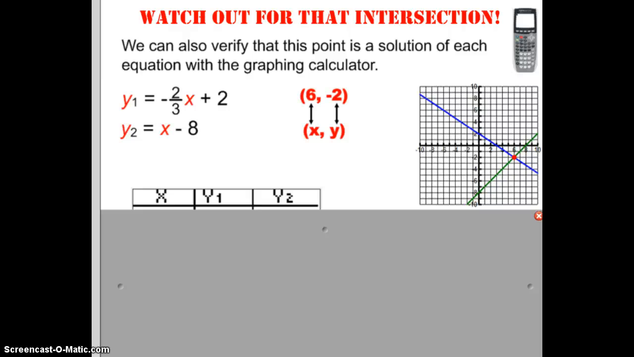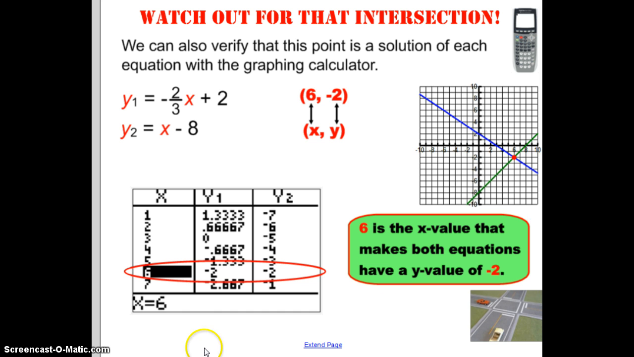In the graphing calculator, I put one equation into y1 and the other equation into y2. It won't matter which one goes into y1 and y2. Our x value is 6, so we're going to locate 6 in the x column, and when we do that, both y's have the same value of negative 2. This can verify in the calculator that 6, negative 2 is the point of intersection.